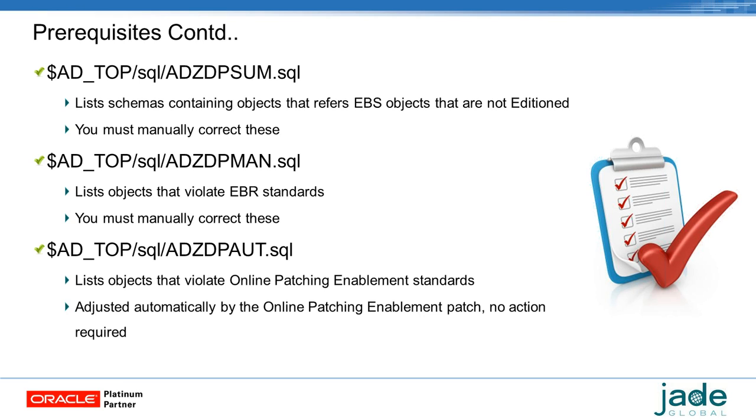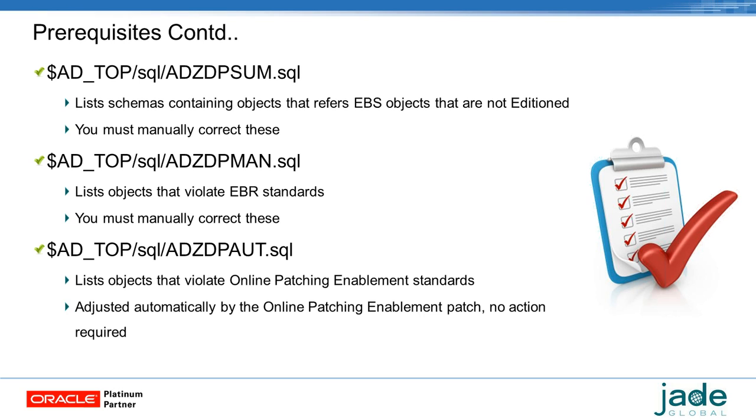The second one is called ADZDPMN.SQL. It lists all the objects which are violating the EBR standards. So the first one is on the schema level, the second one is on the object level. And once again, all the violations have to be manually corrected because it's custom code and Oracle won't know what exactly has to be corrected to ensure that the violations are addressed properly.